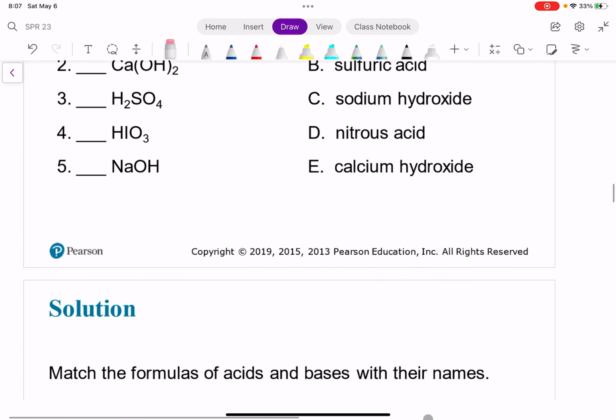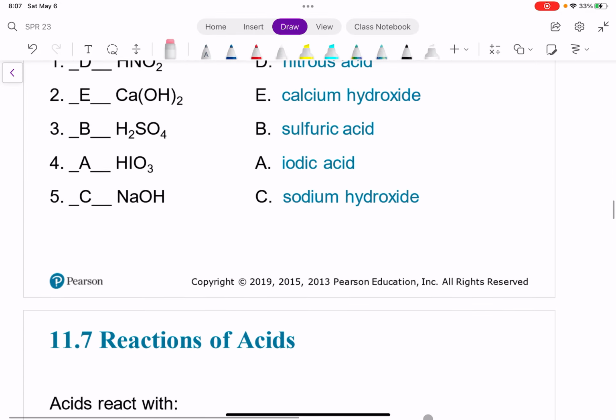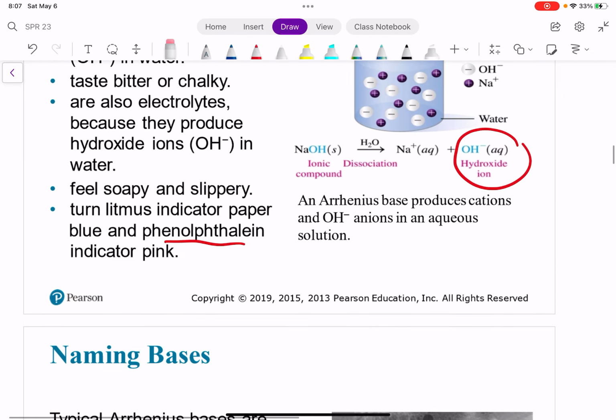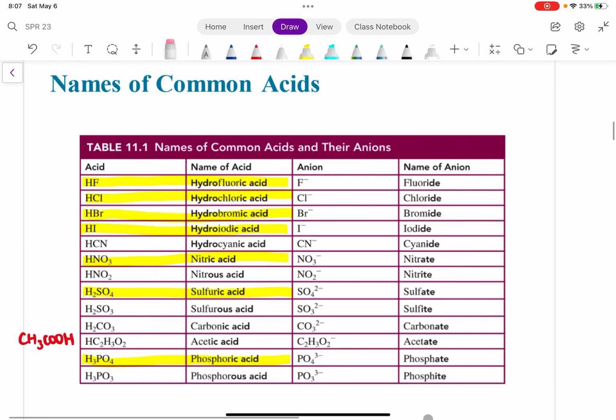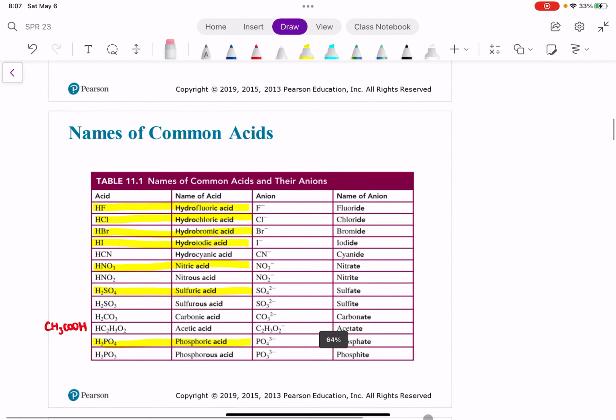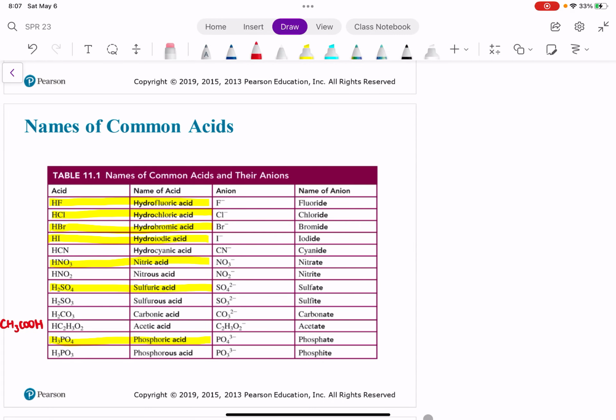I thought we had, oh, we don't have a table. So let me go ahead and add to your acids table just on the side here. I'm going to put names of common bases. So these are the bases I want you to memorize. I want you to memorize LiOH, which is what? Yeah, lithium hydroxide.